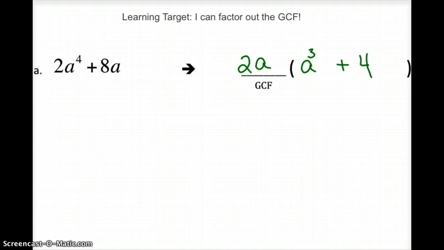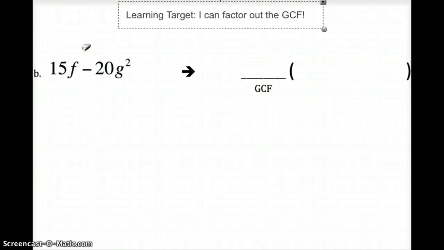So hopefully you're noticing, really, we're just distributing backwards. If I were to distribute the 2a in, I would multiply and we would get what we started with. So we're just dividing and taking out whatever you would have distributed. Okay, so it's just reverse distribution, really.